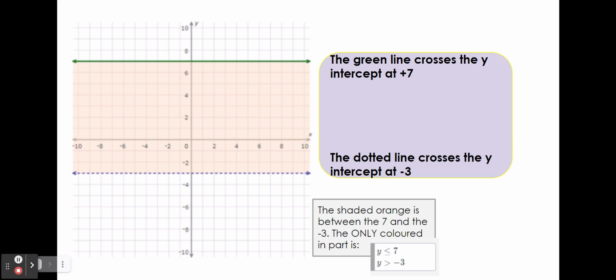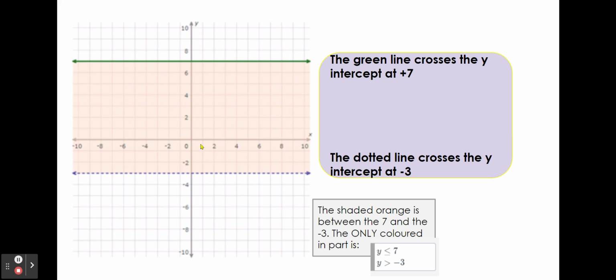Here's something new. Here is a coordinate plane. You see a green line at the top, a dotted purple line at the bottom, and in between it is shaded orange. How do we interpret that? The green line crosses the y-intercept at 7. It is a straight left or right line, and it crosses at 7. Here, your dotted line crosses the y-intercept at -3.